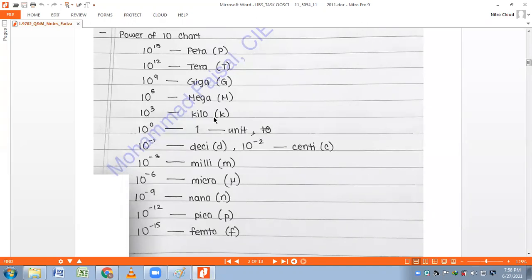For example, if in any case they give you that our device has a kinetic energy of 1 capital T joule, you should understand that this is 1 terajoule. Or if they give you 10.3 P meter, it would mean 10.3 petameter. So it is 10.3 times 10 to the power 15 meters. So it's important that you remember the symbols. You don't have to give a very hard effort towards memorizing this table.